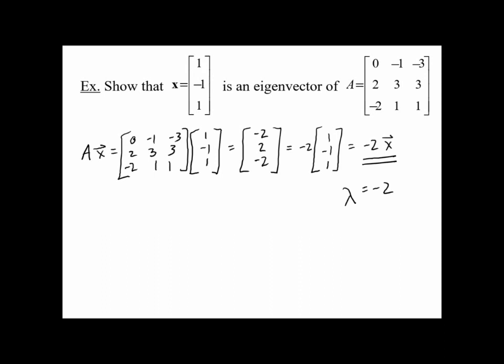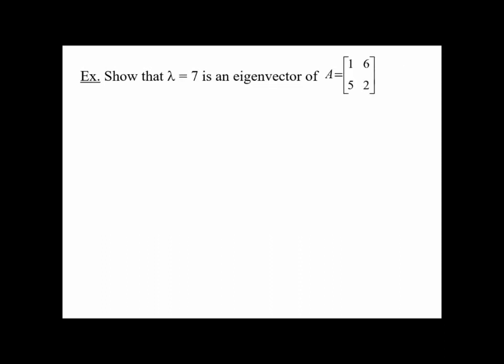So this is what it means to be an eigenvector. Showing that we have an eigenvalue, lambda equals 7, is definitely a little bit more involved. So let's talk about that. I'm sorry, there's a little typo here. This should say eigenvalue. So we want to show that lambda equals 7 is an eigenvalue.